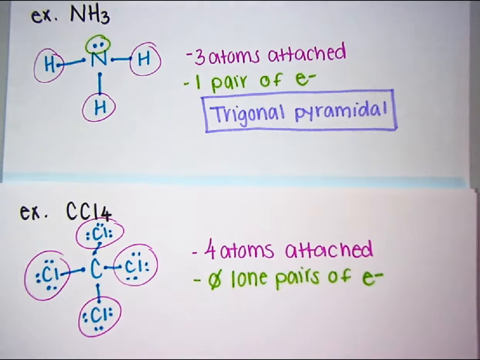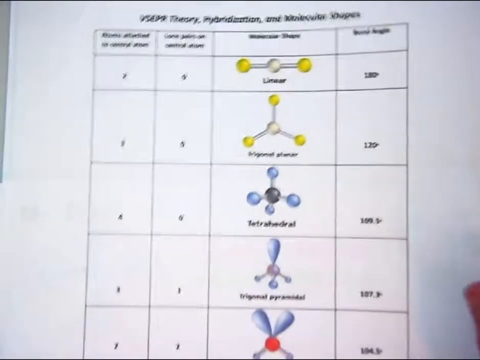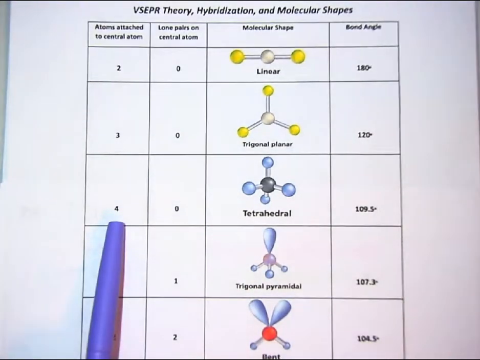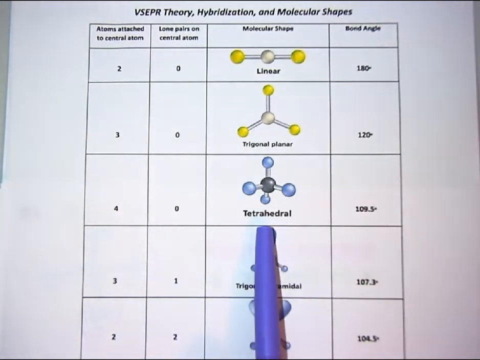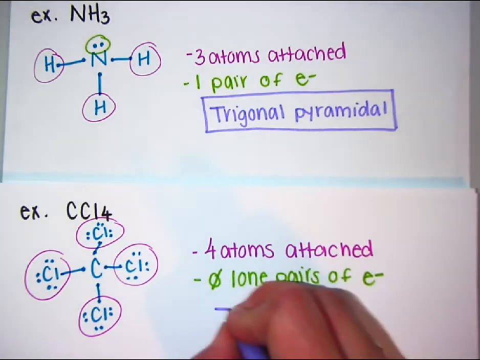So step 1, draw the Lewis structure. Step 2, figure out how many atoms are attached. Step 3, figure out how many pairs of electrons. Step 4, use your reference sheet to figure out our geometry. So 4 atoms attached, 0 lone pairs. My shape would be tetrahedral. Tetrahedral.